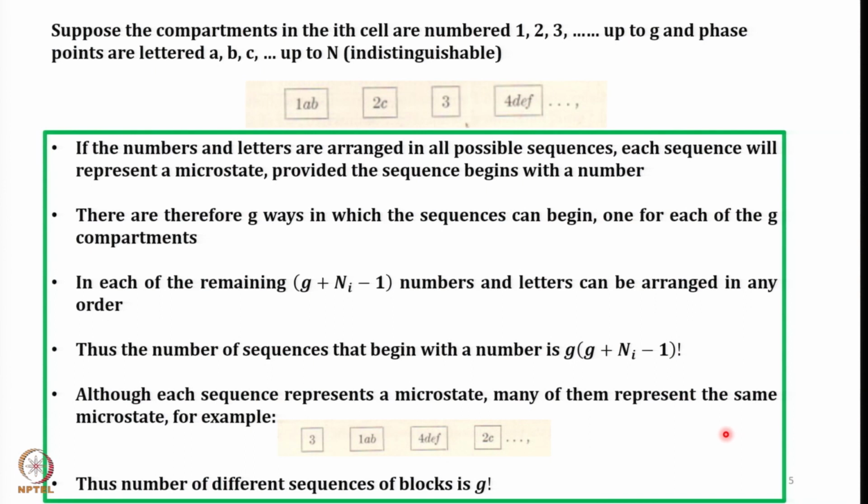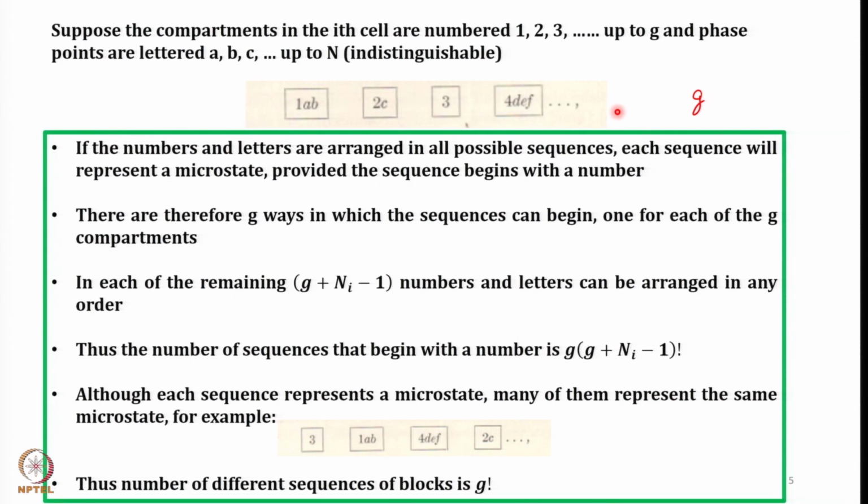Suppose we label the compartments now. We label these compartments as 1, 2, 3, 4, and we can go up to G. And the phase points are being represented by A, B, C, D, E, F. According to this compartmentalization, in which the compartments in the ith cell are numbered 1, 2, 3, 4, etc. up to G, let us say the first compartment has molecules A and B, the second has 1 molecule, the third is empty, the fourth has 3 molecules or 3 phase points, etc.